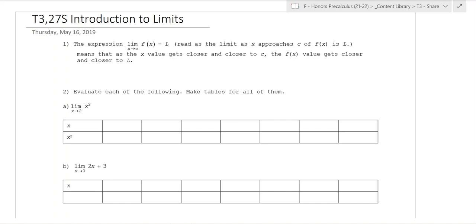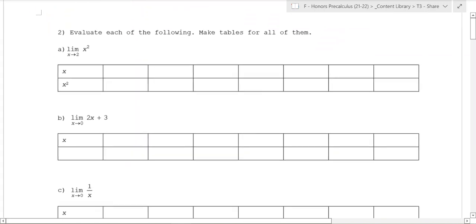This expression right here reads, as the limit as x approaches c of f of x is L. So as x goes to c, f of x gets close to L. So as x goes to c, the output gets to L. So one way to evaluate limits is with a table.